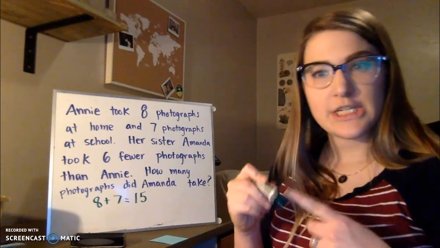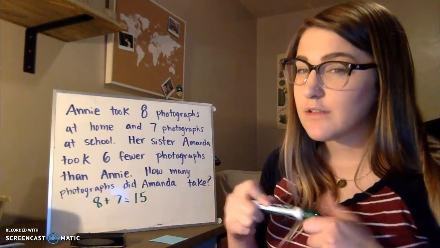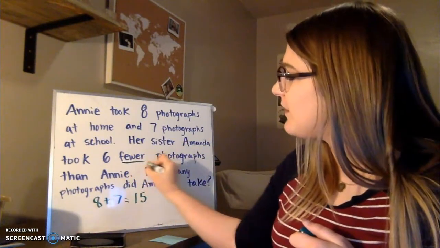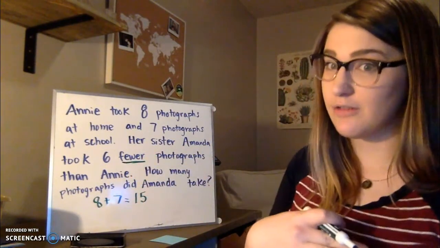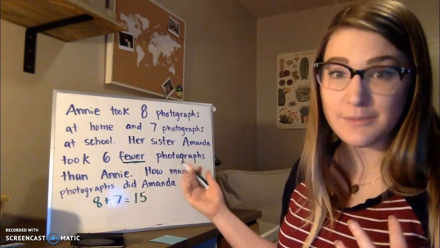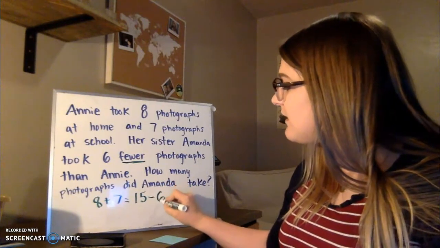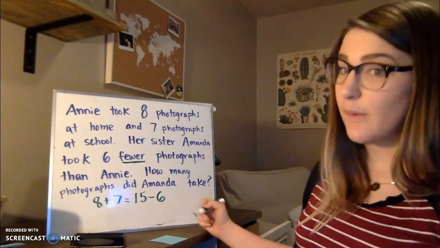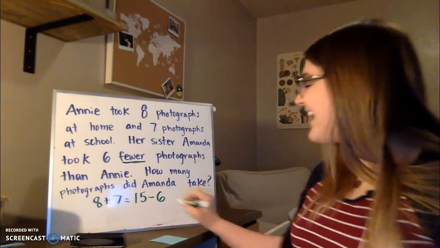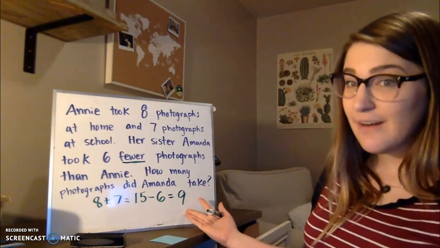So is that going to be addition, subtraction, multiplication, or division? What clue words give you a hint? Yeah, that word fewer means that she took less photos. And we can't get less if we're adding, right? So we're going to subtract. So 15 minus 6. So what's 15 minus 6 going to give us? It's going to be 9. So what does that 9 represent now?